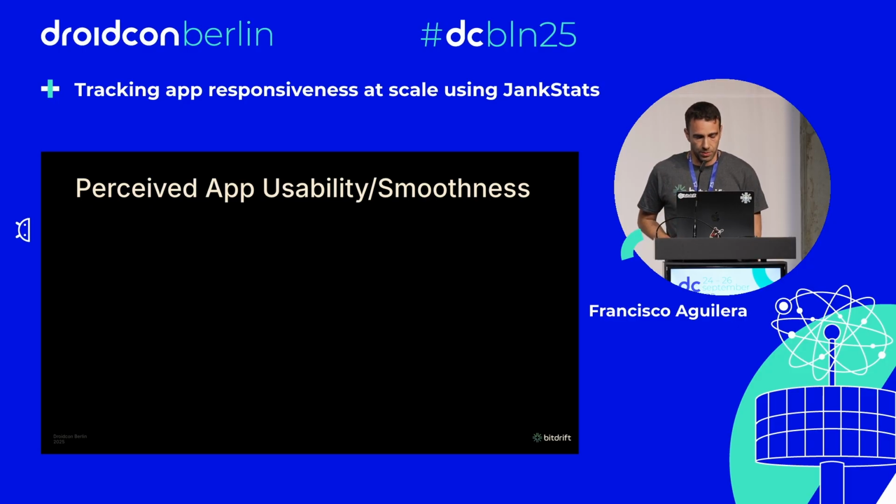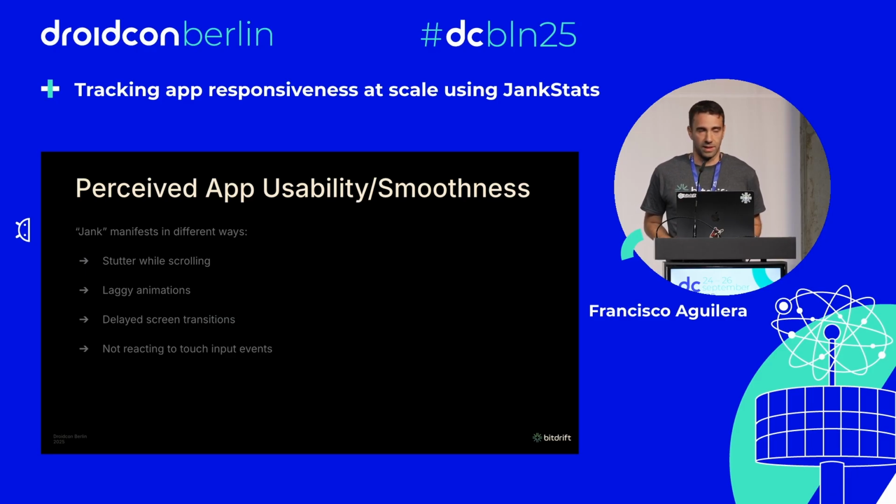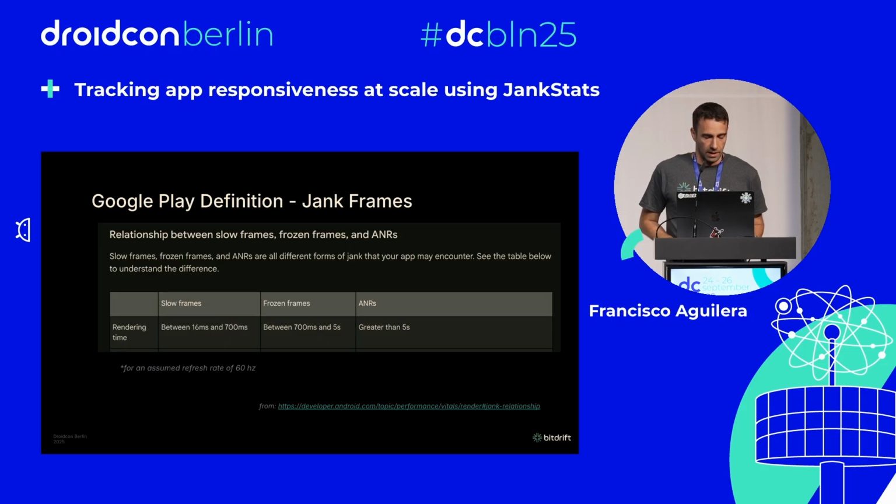Now, perceived app usability and smoothness can manifest in different ways. As I mentioned before, stutter while scrolling, laggy animations, delayed screen animations, and not reacting to touch input events, which is pretty bad. Nothing happens when you do that. Terrible experience. And when the app terminates due to the main thread not responding, it's already too late. We miss the opportunity to catch those not responding issues.